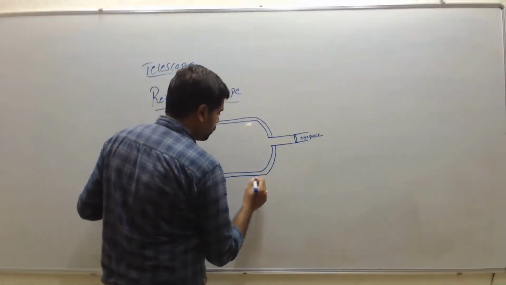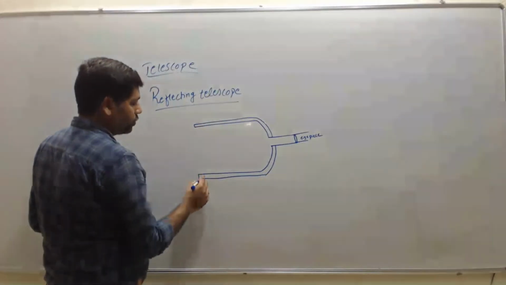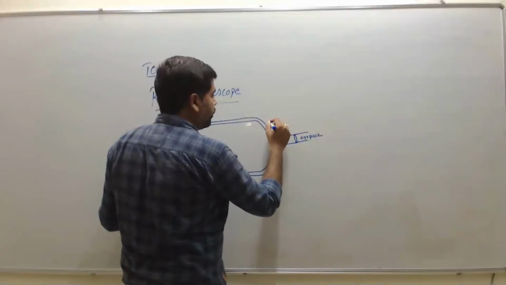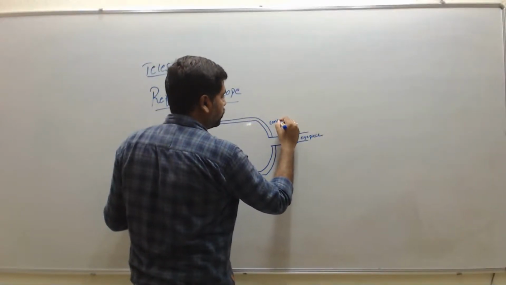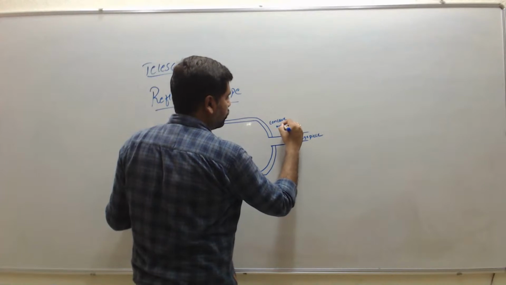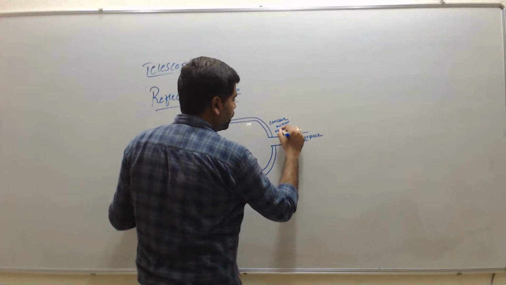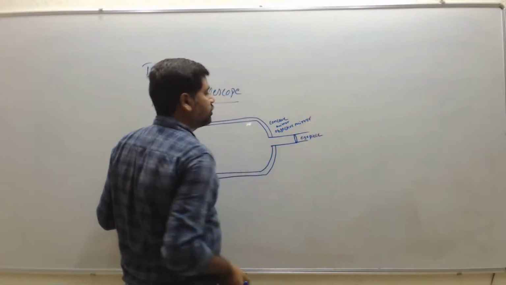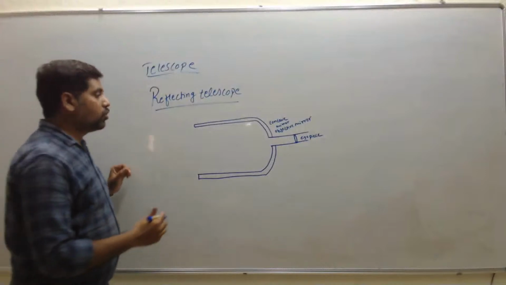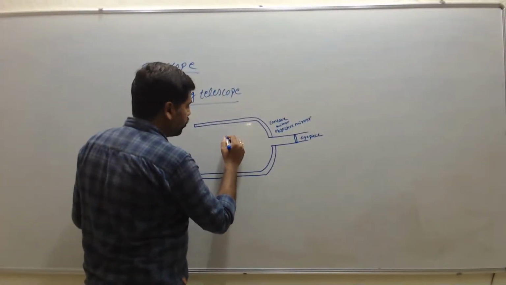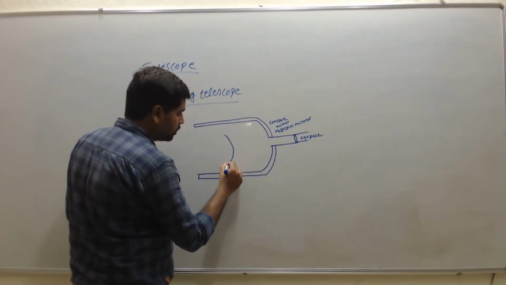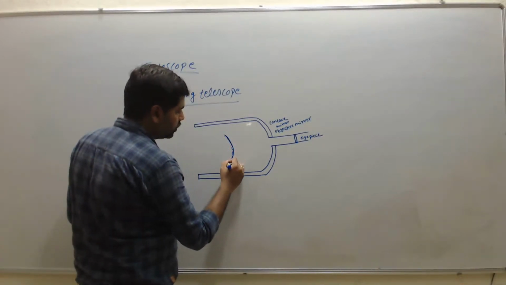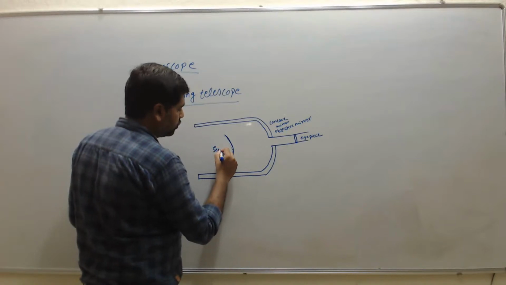So this lens is called... so this is the mirror. This one is the concave mirror or objective mirror. Objective mirror. So this one is the first mirror. Inside, we are placing one more mirror, that is the convex mirror.